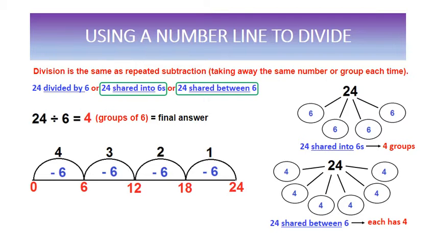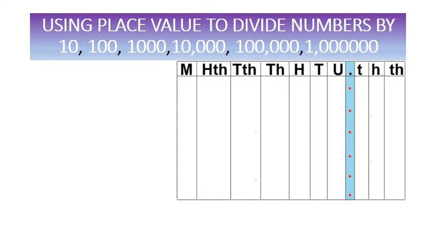Now, using a number line is very useful for demonstrating what division means, this idea of sharing into equal groups. But as a written method, we don't generally use it a great deal. So now we're going to look at the place value method, and it's essential that we use this method whenever we're asked to divide any number by a 10 or 100 or 1,000 or 1,000,000, in other words, by a power of 10. So I've got our place value scale here, and if you need more information on this, please do look at my video on place value.